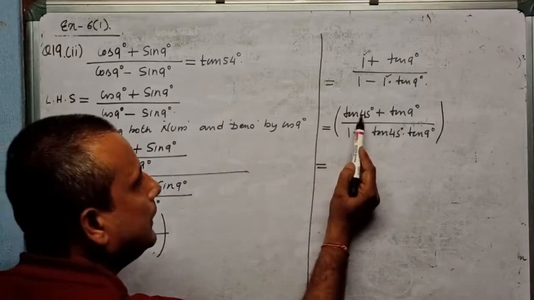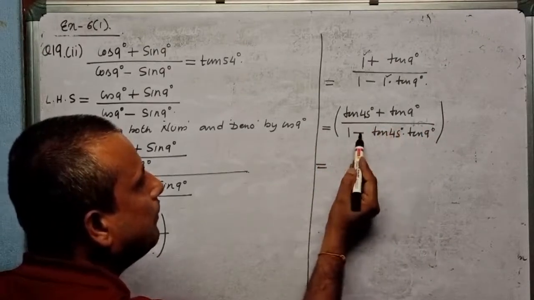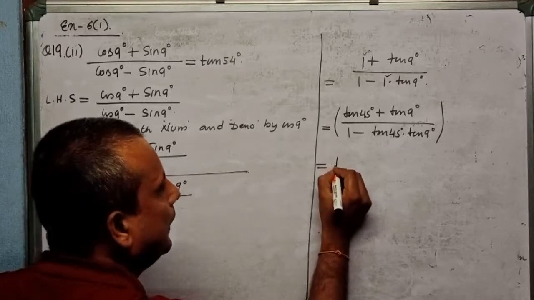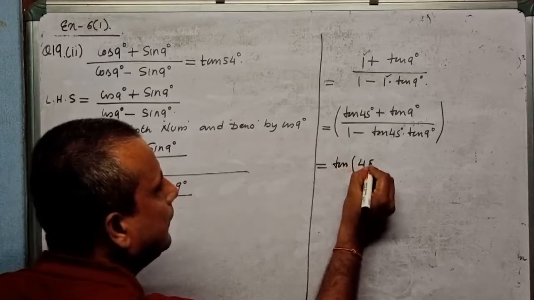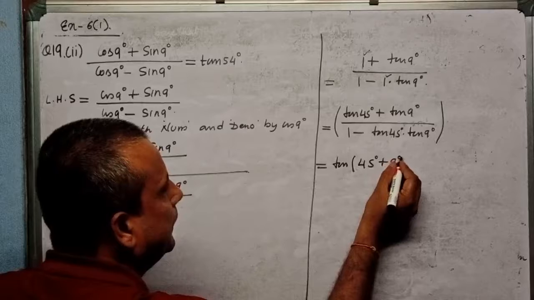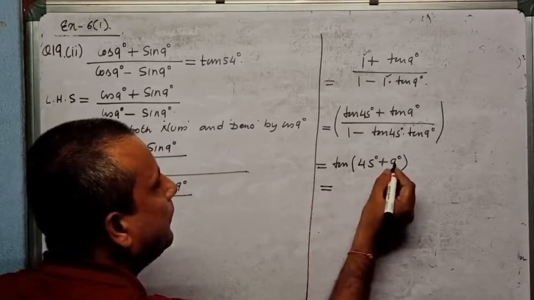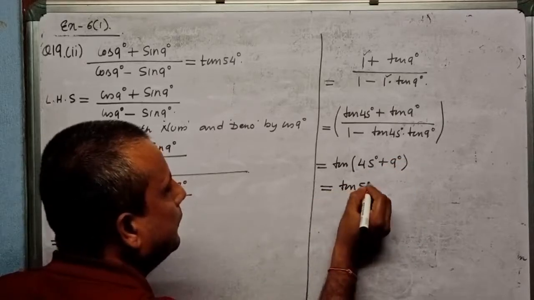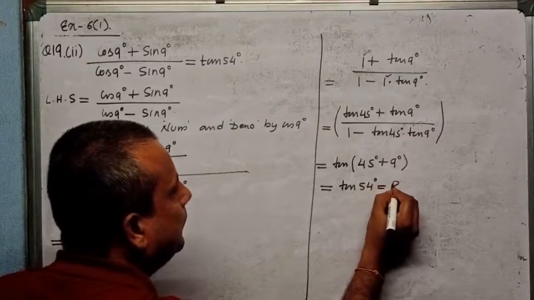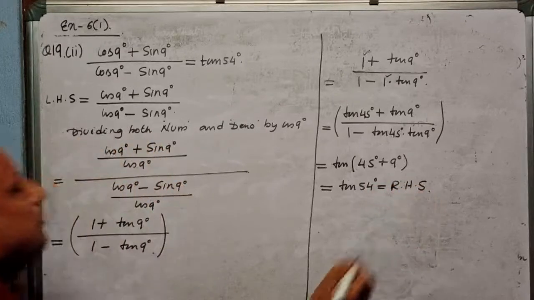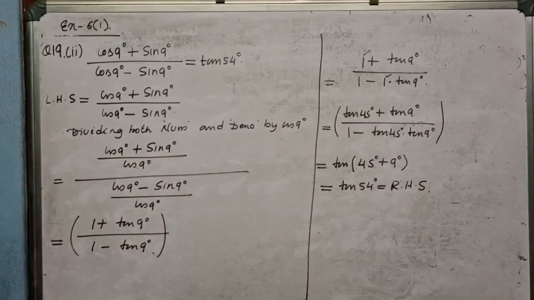Which formula? Tan A plus tan B over 1 minus tan A tan B, and that is equals to tan A plus B. 45 plus 9 is tan 54 degree. This is equals to right hand side. This method is applicable in calculus.